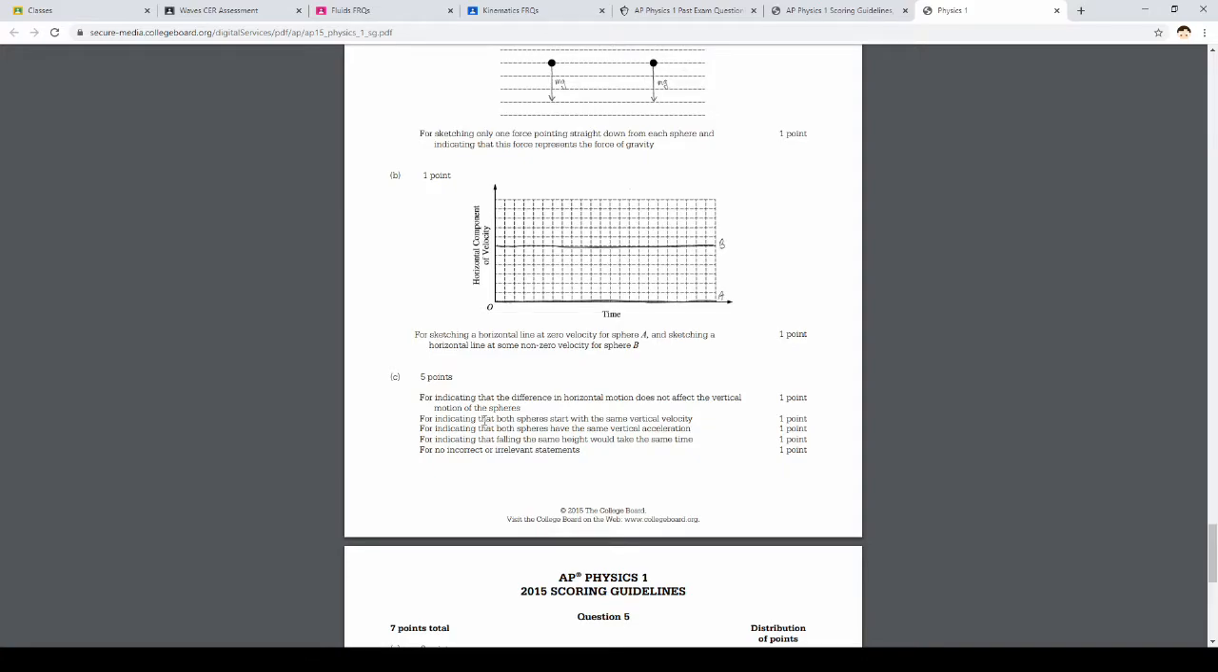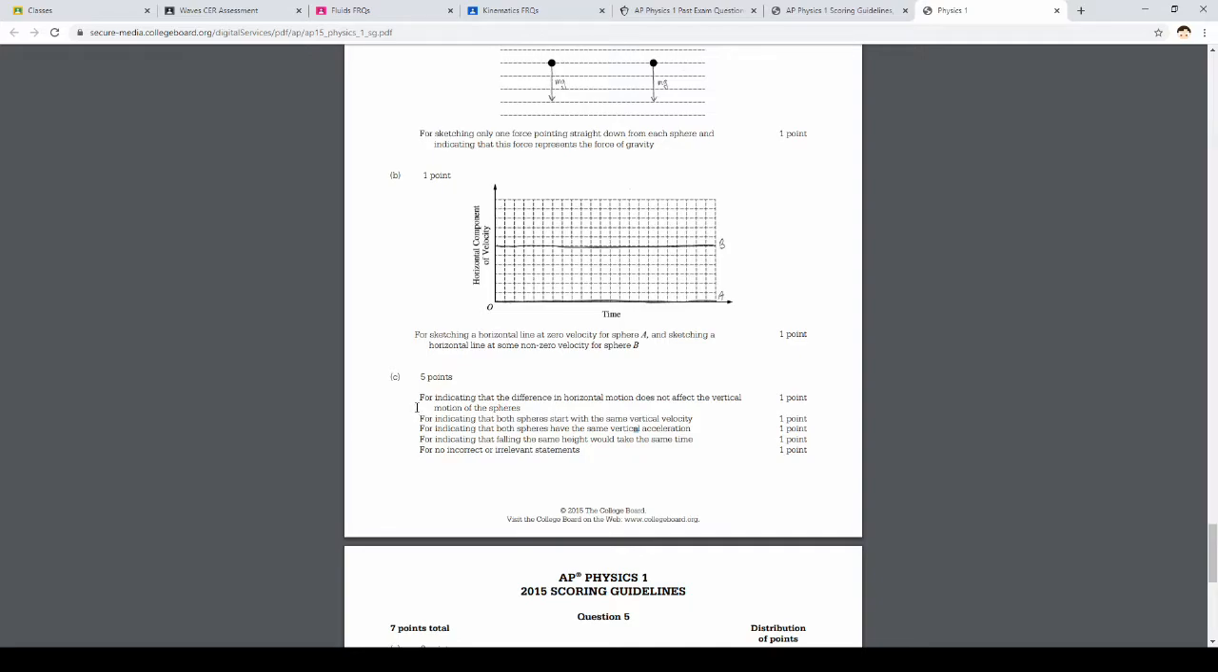Indicating that because both of the spheres have the same initial vertical velocity, and they have the same vertical acceleration, and they fall for the same distance, they would fall for the same time. This could actually be said in one kind of a run-on sentence.